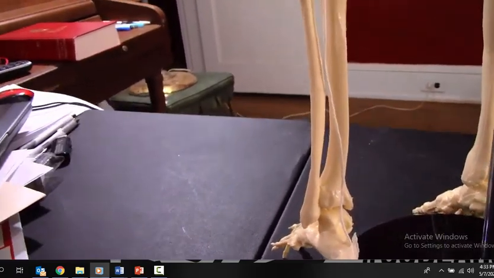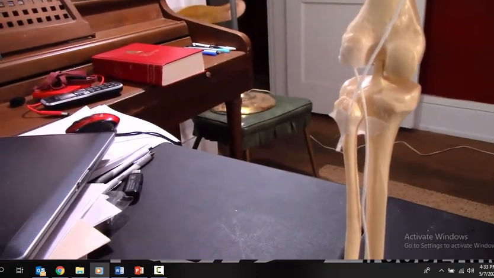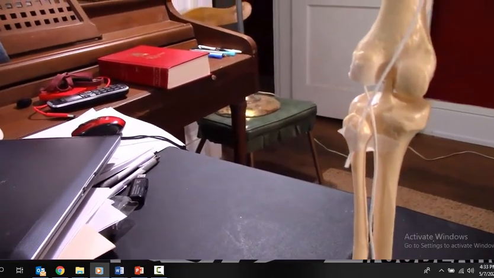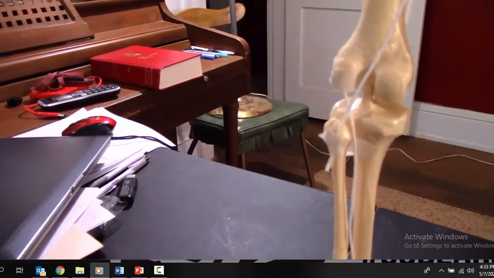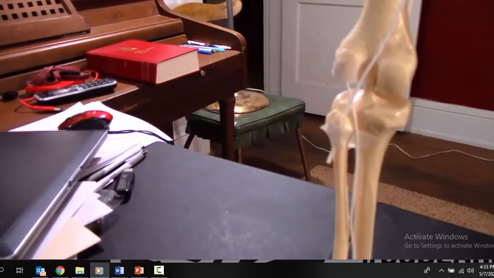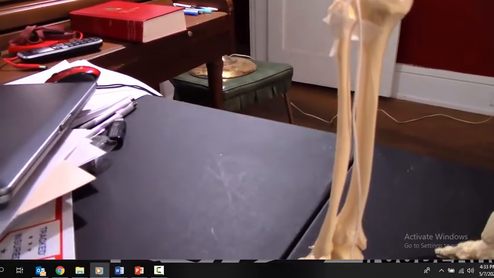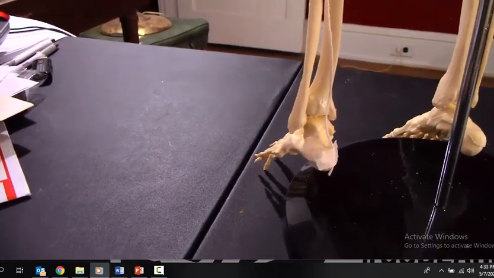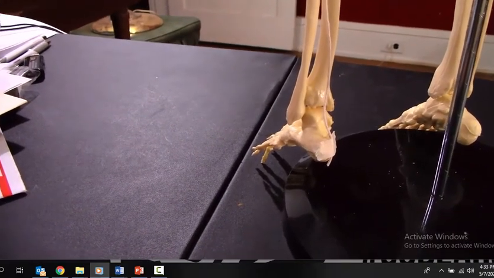That's the last one. Gastrocnemius originates on the lateral and medial condyle of the femur. I think I said the wrong bone before. It originates on the lateral and medial condyle of the femur, and then it inserts down there by way of the Achilles tendon onto the calcaneus, the posterior part of the calcaneus bone.